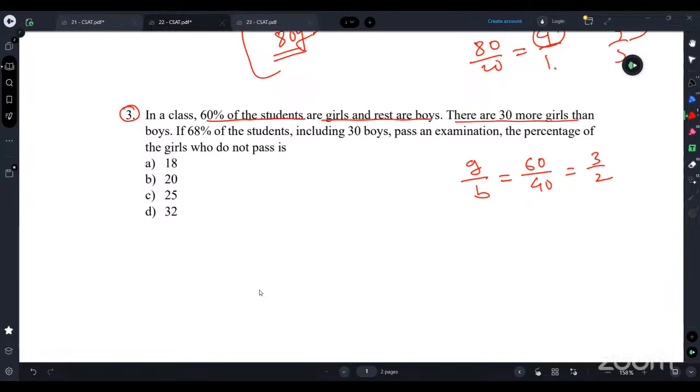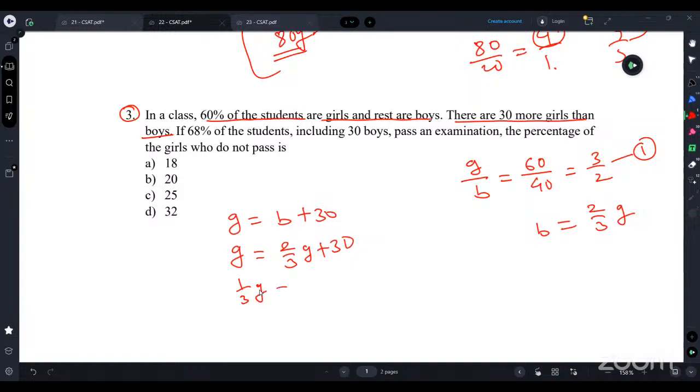Now, there are 30 more girls than boys. So it means that girls will be basically what? Boys plus 30. Okay, so can we calculate basically what will be the number of girls and number of boys from these two things? Yes. Okay, so let's see what will be the value of B from this equation. It will be 2 by 3 times of G, right? Let's put this 2 by 3 times of G here. So you have 1 by 3 G equal to 30.